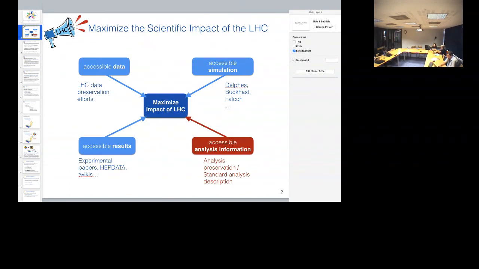We also would like to make simulations of various kinds available, Delphes, Buckfire, Falcon, and so on, so that people can use these data in some sensible way, as well as results. And as we well know, there's a lot of effort to put data into various databases, such as HEPData. The other thing is to make analyses also available in some fashion. There are many initiatives ongoing, not least the initiative at CERN to preserve analyses. So what I want to talk about today is one initiative that entails something called the analysis description language.